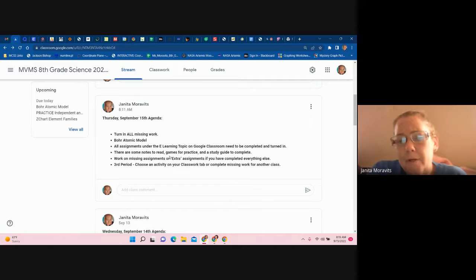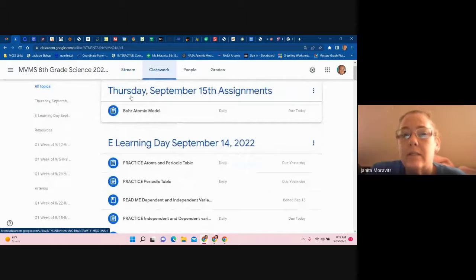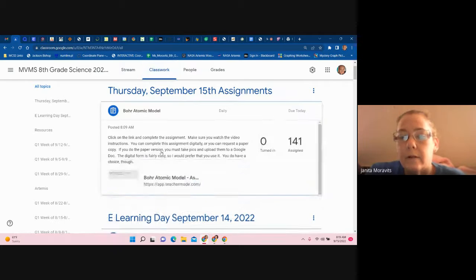If you're in my third period class, choose an activity on your classwork tab, or you can complete missing work for another class. All right, classwork for science right here. It says Thursday, September 15th, this Bohr atomic model. Right here, you have a link.